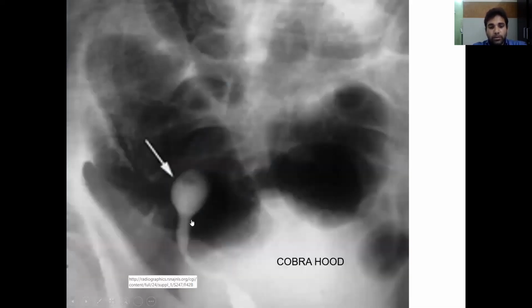Next one is cobra hood sign. The cobra hood sign, also known as spring onion sign, refers to dilatation of the distal ureter surrounded by a thin lucent line, which is seen in patients with an adult type ureterocele. The cobra hood appearance indicates an uncomplicated ureterocele.